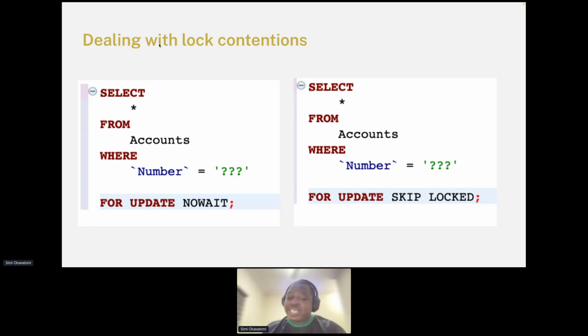The second one, you say, please run this database query. But after you find this account number, if it is locked, do what? Skip it. Just leave it, just go. So these are the ways that you can deal with lock contentions. Believe me, these queries are written in MySQL, but the same applies to every database engine that you can think of, right?